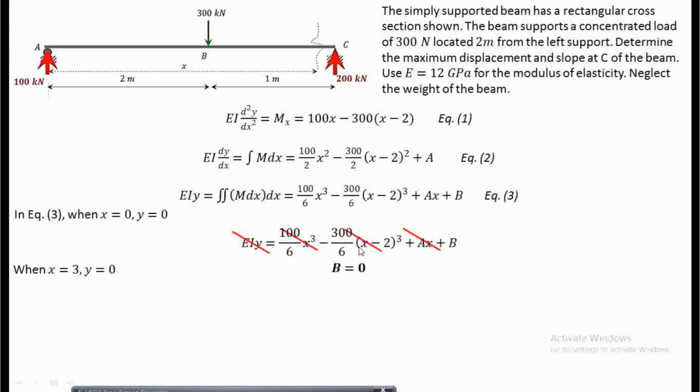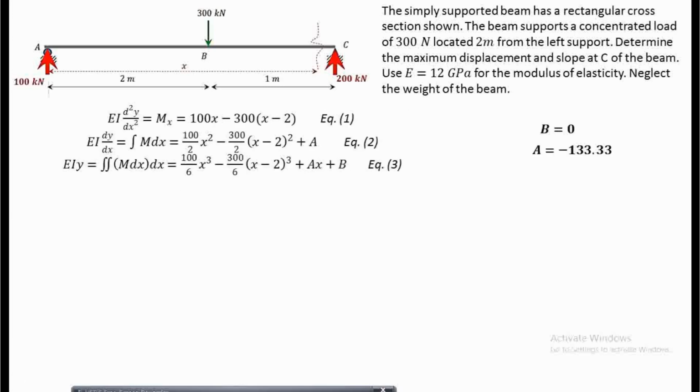Again, if I'm going to choose when x is equal to 3, kasi nandun yung isang support kay point C, y is equal to 0 din. So again, in equation 3, I'm going to substitute the value of x by 3. But take note, my y is equal to 0. B is also equal to 0. And the value of my A is equal to negative 133.33. Yan. So, nakuha ko na si value ni B at saka ni A.